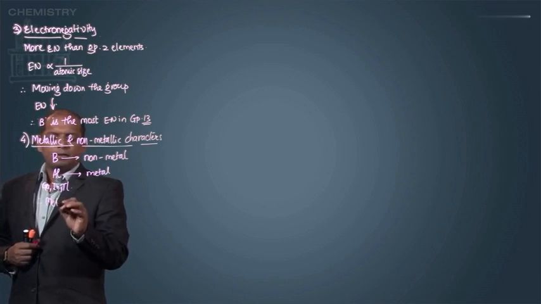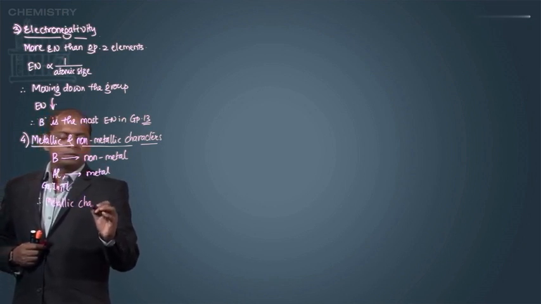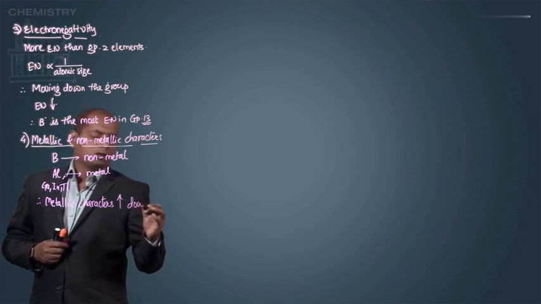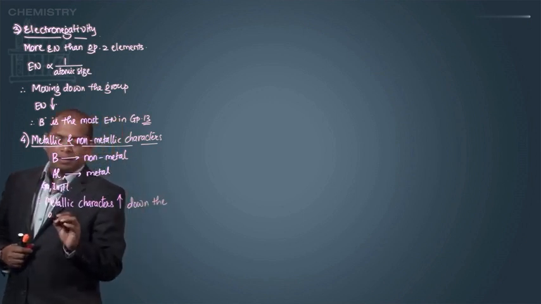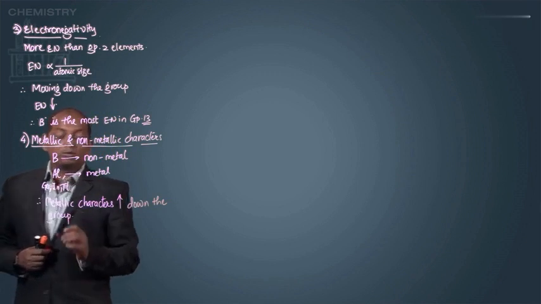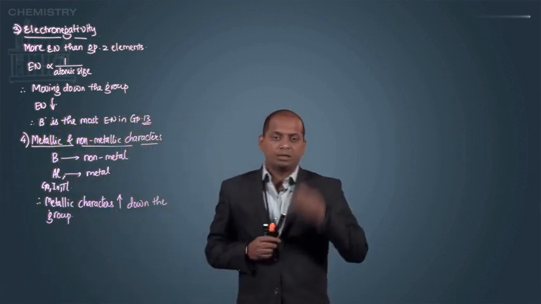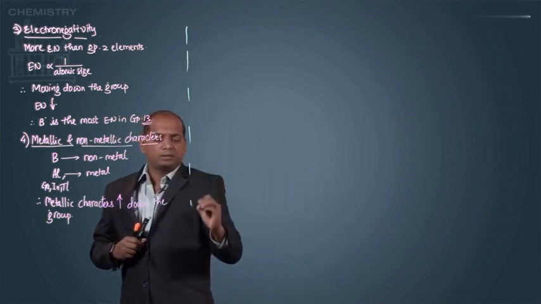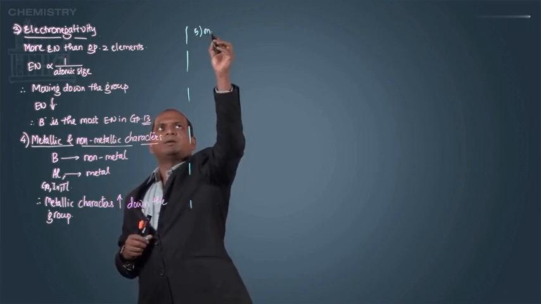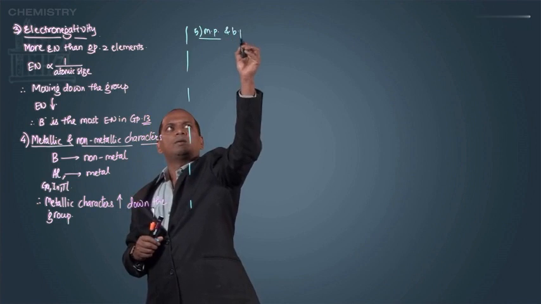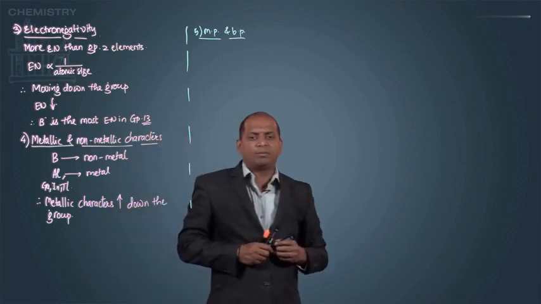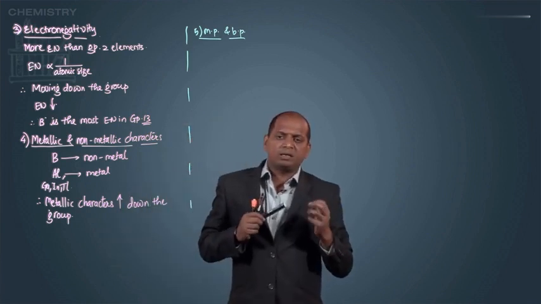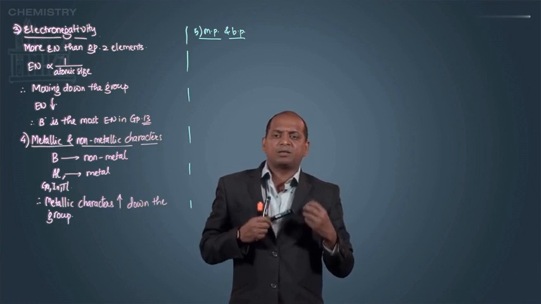Therefore we can say that metallic character increases down the group, and obviously non-metallic character goes on decreasing on moving down the group. The next periodic property which we are going to discuss is melting point and boiling point. The melting point actually depends upon the interparticular distance as well as the interparticular forces.